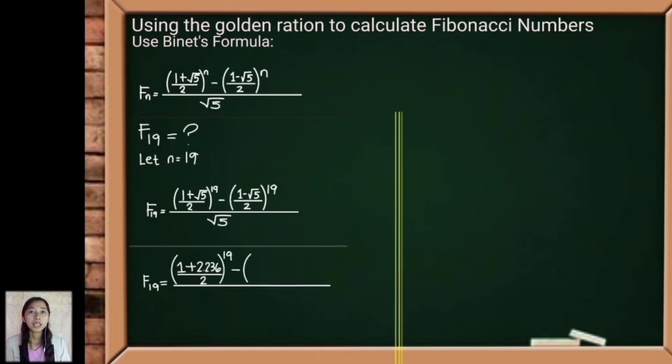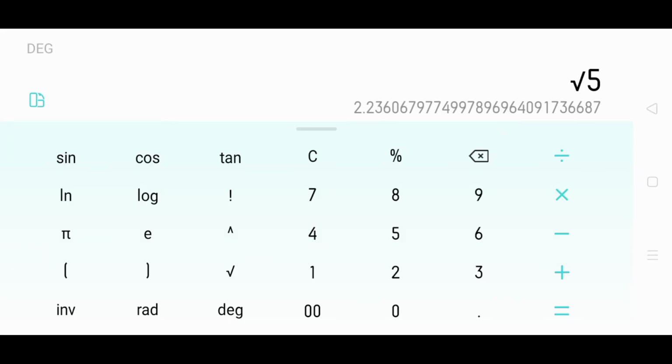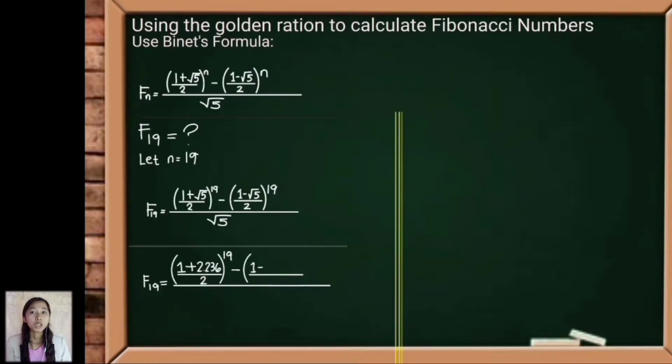Minus, open parenthesis, 1 minus, again, what is the value of our radical 5? The value of our radical 5 in calculator, so if you're not sure, or if you don't believe me, you can use your calculator to find its value. So the value of radical 5 is 2.236 over 2 raised to the power of 19.